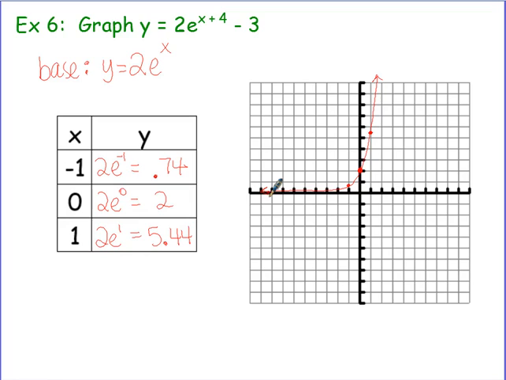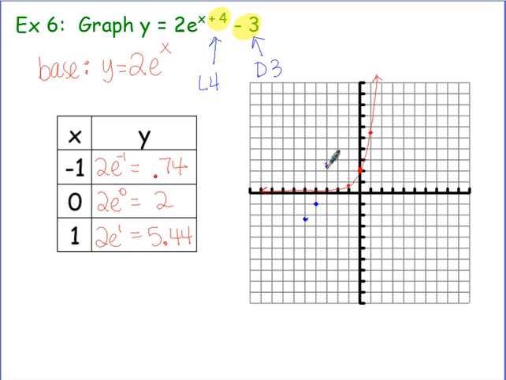Next thing we talked about on the other problems was the shifting. So I have two numbers. I have +4 and -3. +4, we should know, makes the graph go left 4. -3 makes the graph go down 3. So starting here, left 1, 2, 3, 4, down 1, 2, 3. From here, left 1, 2, 3, 4, down 1, 2, 3. And here, left 1, 2, 3, 4, down 1, 2, 3. So there's your shifting.